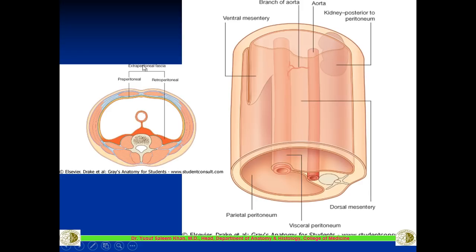So all these are the extraperitoneal structures. Either it is retroperitoneal when it is behind, and whenever it is in front of the peritoneum, then it is called the preperitoneal.